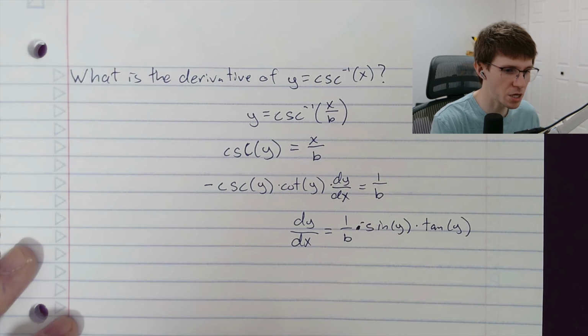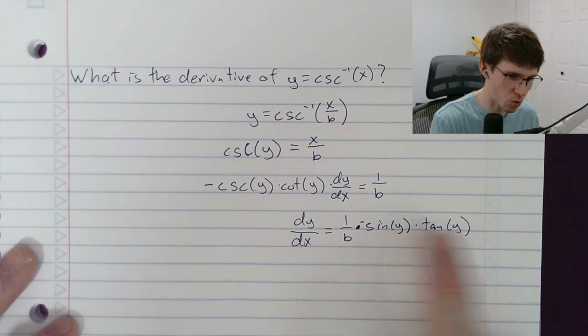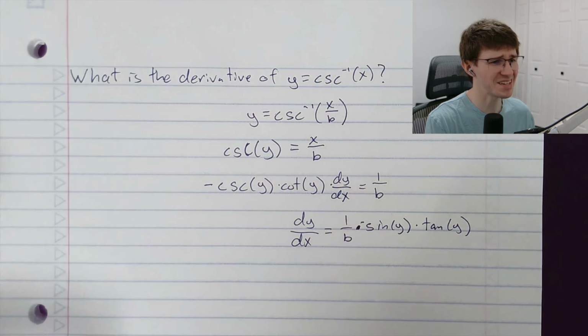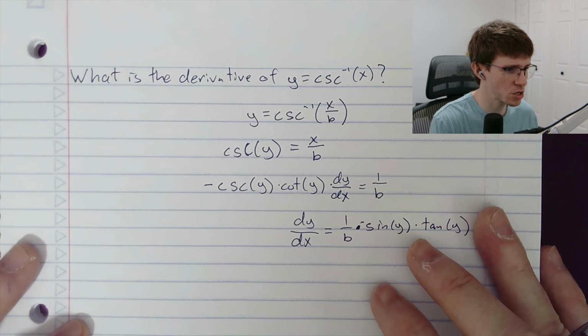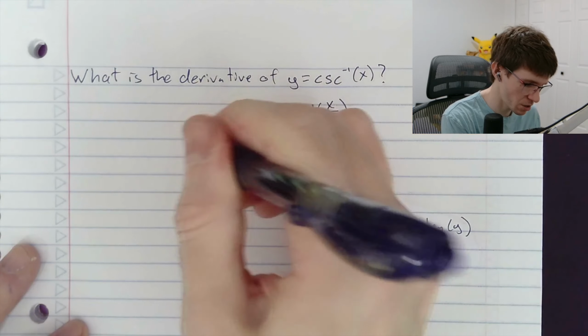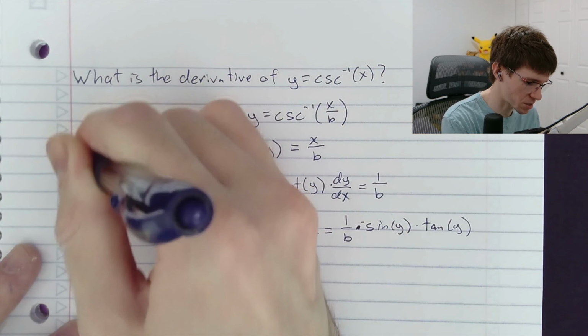We're actually almost done, but unfortunately, we have a bunch of y's on the right-hand side, and we want this to be in terms of x. To make that fix, we're actually going to go back to this step right here, and we're going to go ahead and draw a triangle based on this step.